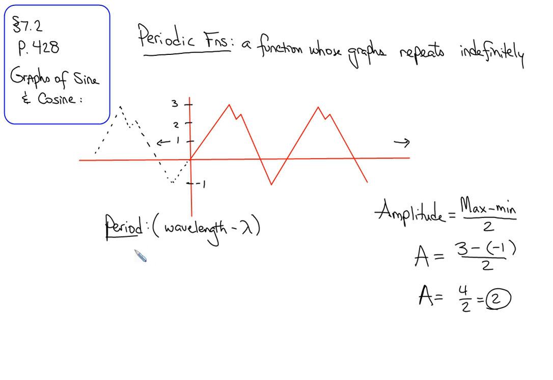The period is the distance that it takes to have the graph repeat one full cycle. It doesn't matter where you start and where you end, as long as you travel a full cycle and then take a look at the horizontal distance that it took to cover that full cycle. The easiest way to do it, guys, is the distance from either peak to peak, in other words, maximum to maximum, or trough to trough.